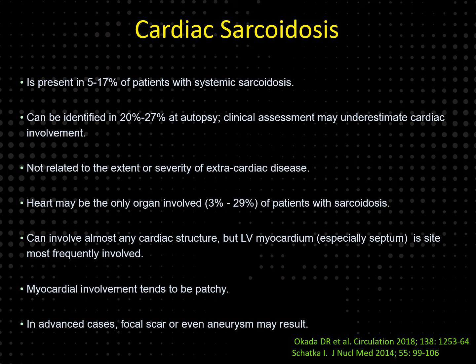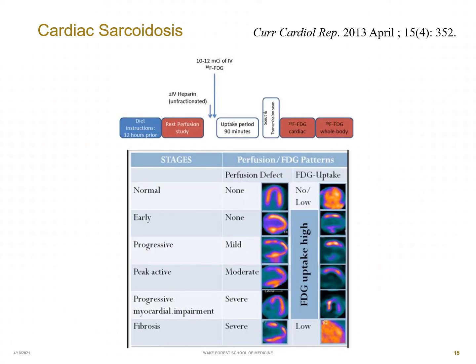In advanced cases, the inflammatory process generates scar tissue, and aneurysm might result of the necrosis fibrotic process. Currently, the diagnosis of cardiac sarcoidosis relies on the comparison between myocardial perfusion and myocardial FDG images, where the FDG uptake reflects the inflammatory process at the level of the cardiac muscle.